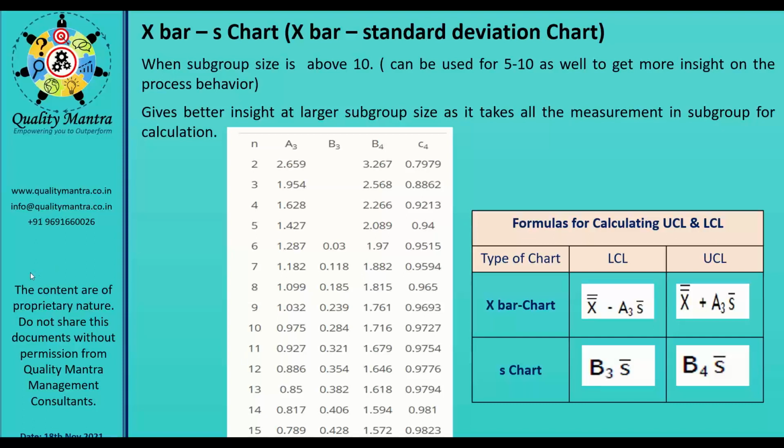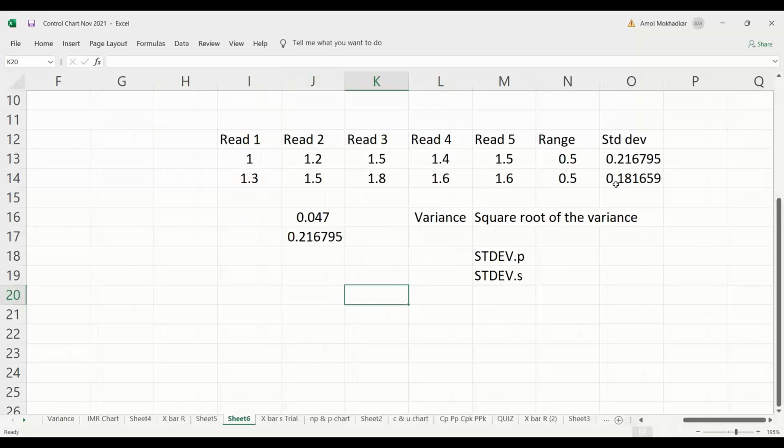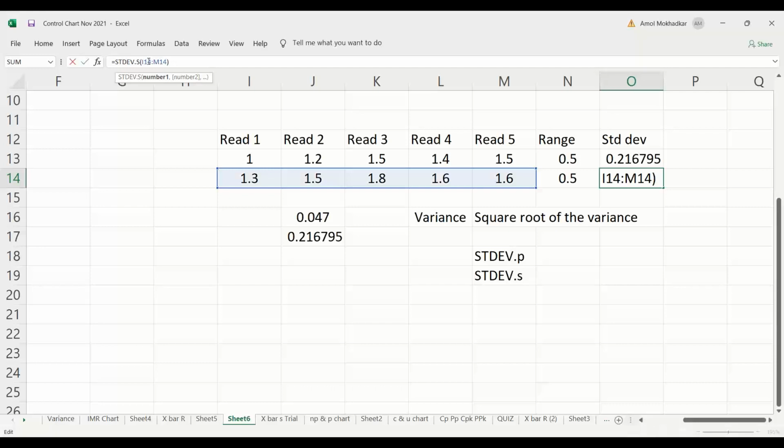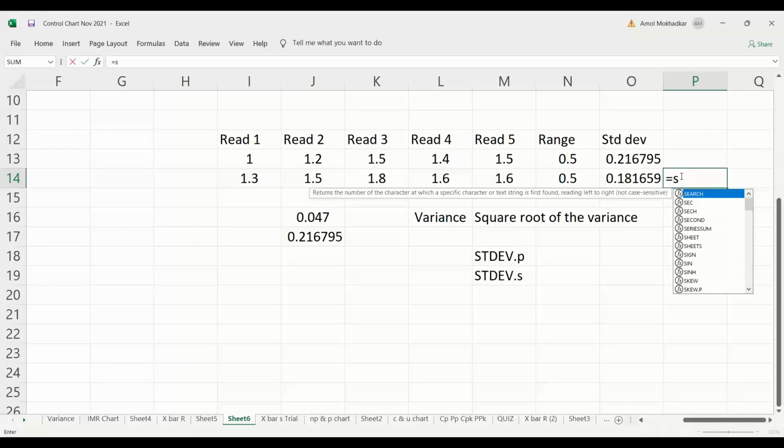Yes. Go to the Excel sheet. Just a minute. How to calculate the 0.216 and 0.181 in the Excel sheet? What is STDEV.S? Yes, it means sampling. Another one is STDEV.P, standard deviation dot P.